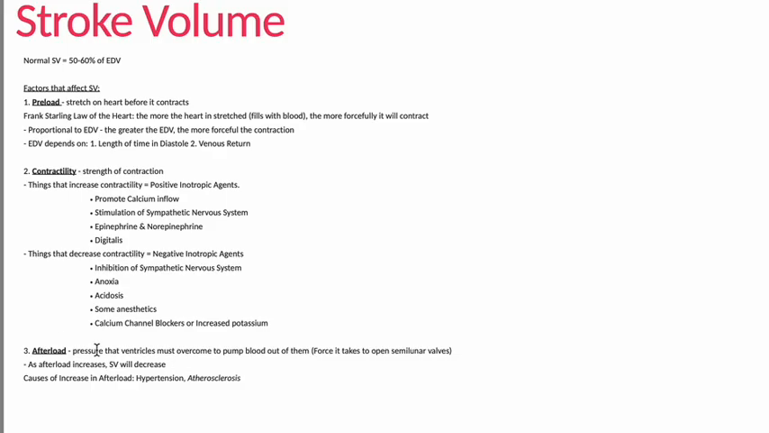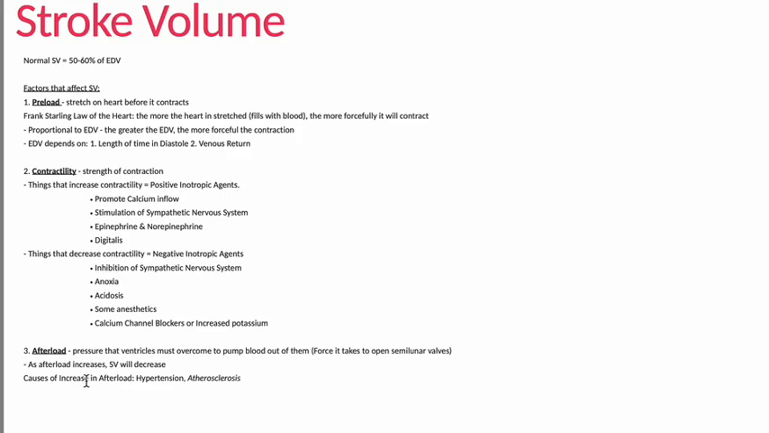And that makes sense if you've ever crimped a garden hose. If you turn it in half, no water's going to come out at all. But if you manipulate it a little bit, you can control how much water comes out. That's what's happening here. There can be a lot of force behind it, but if there's a lot of pressure at the end, it's not as easy for that water to come out. It's not as easy for that blood to come out.